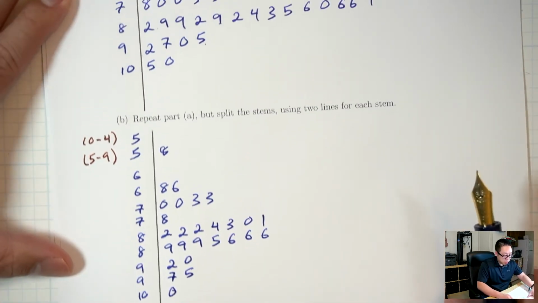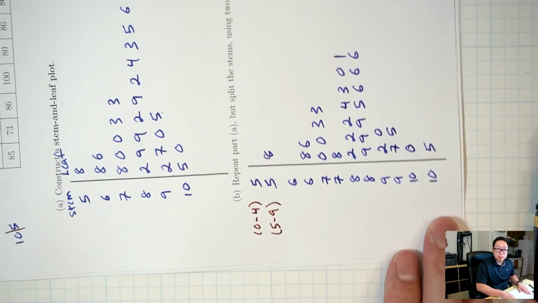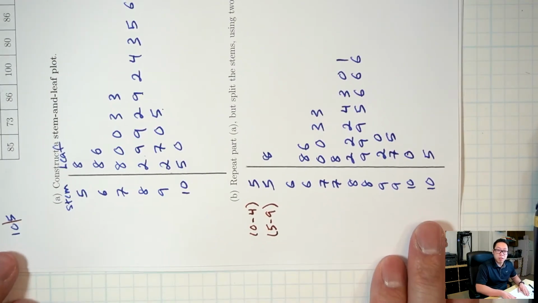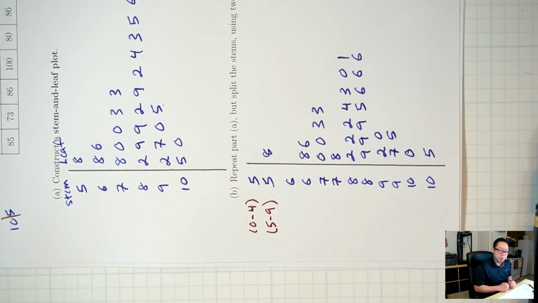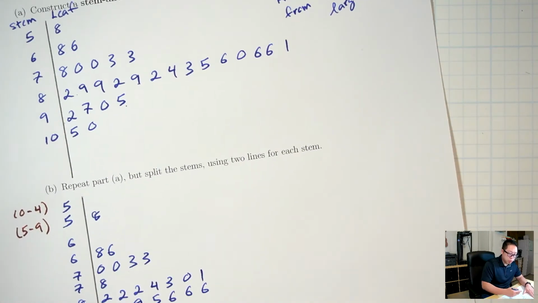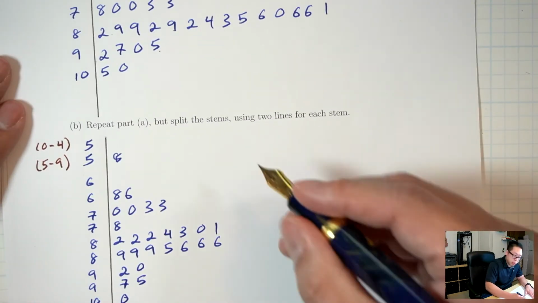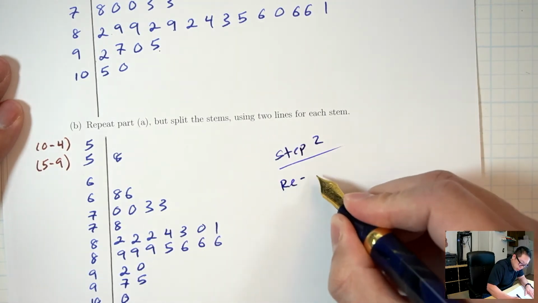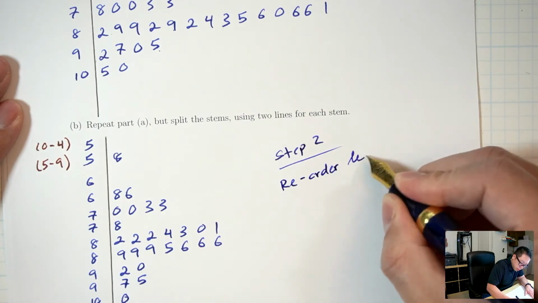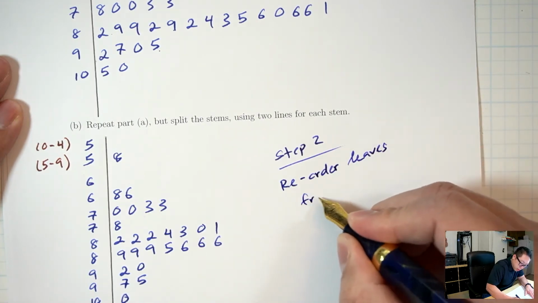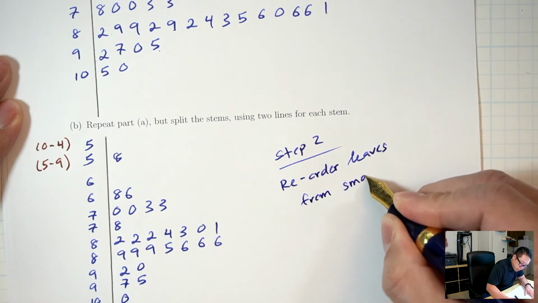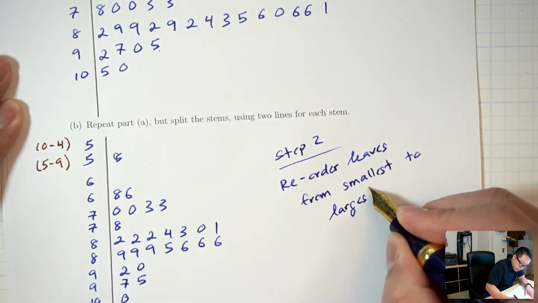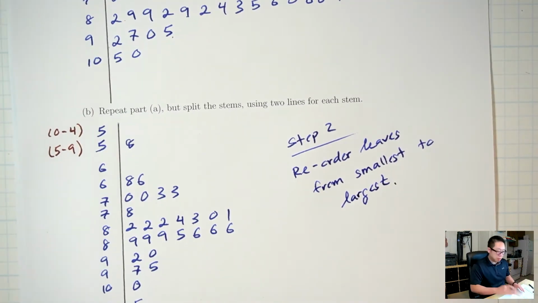Okay, so now this picture, this is a slightly better picture. You don't have this really tall bar anymore. And then for the second step, same thing, we should technically reorder the leaves from smallest to largest, which I won't do because I don't really have space here.